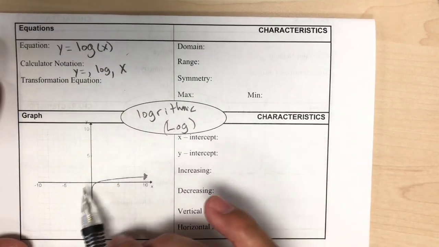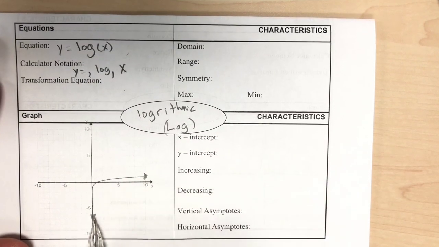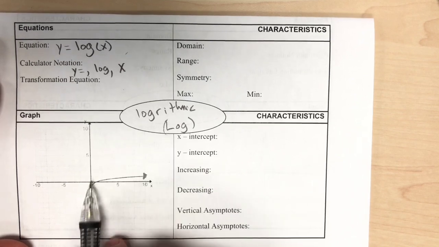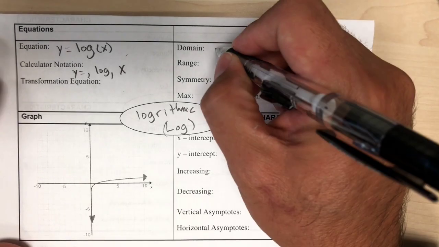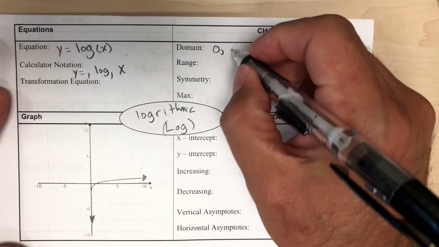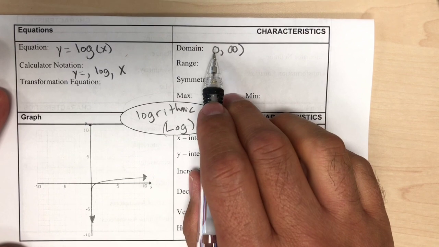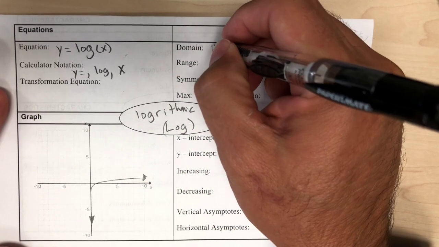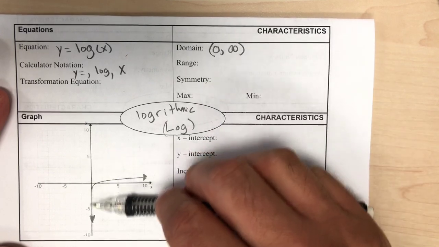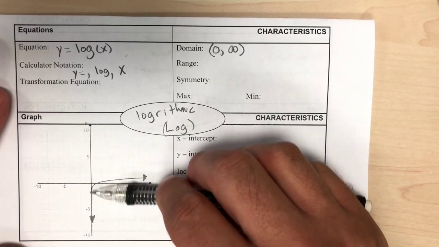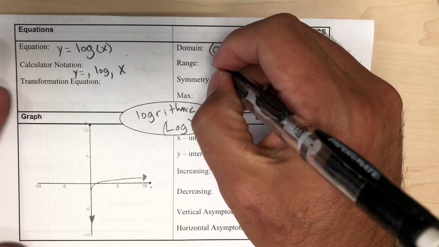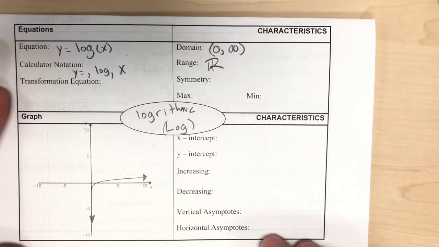And then the domain, how far left does this go? Same process. This is going to get closer and closer to 0 right here, but it's never going to reach 0. So we're going to go from 0, and then how far right to infinity. And again, since it's never going to reach 0 here, we're going to use a parentheses. All right, and then the range, how low does it go? Negative infinity. How high? Okay, this will keep increasing slightly. So this is going to be all real numbers.